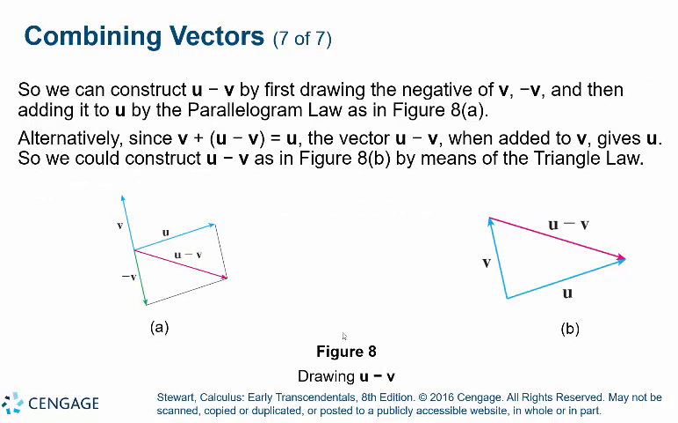All right, so we can construct u minus v by first drawing the negative of v, and then adding it to u by the parallelogram law as we saw in the previous figure. Alternatively, v plus (u minus v) is going to be equal to u, so the vector u minus v, when added to v, gives u. So we can construct u minus v, as we see in this figure here, by means of the triangle law.